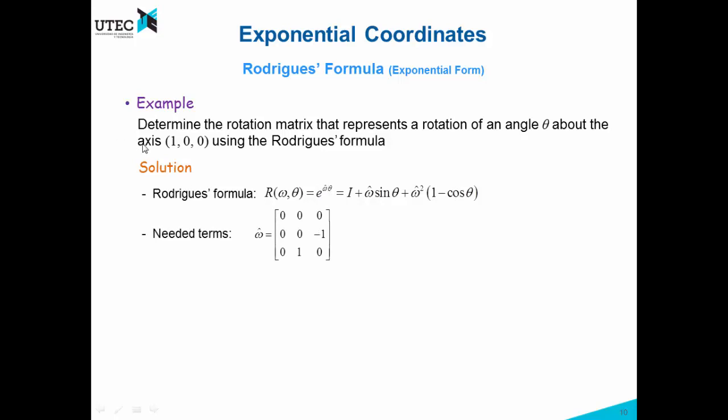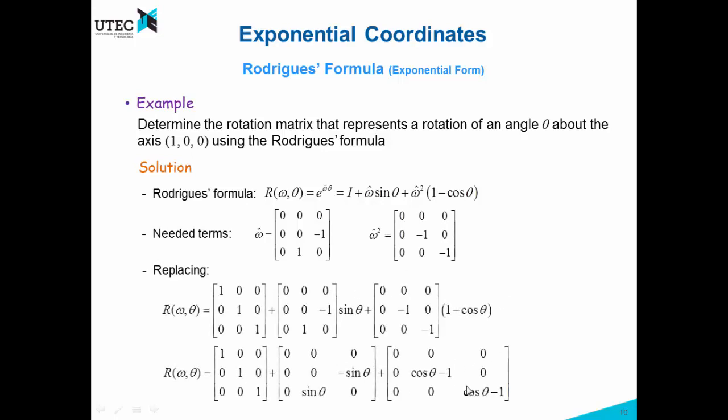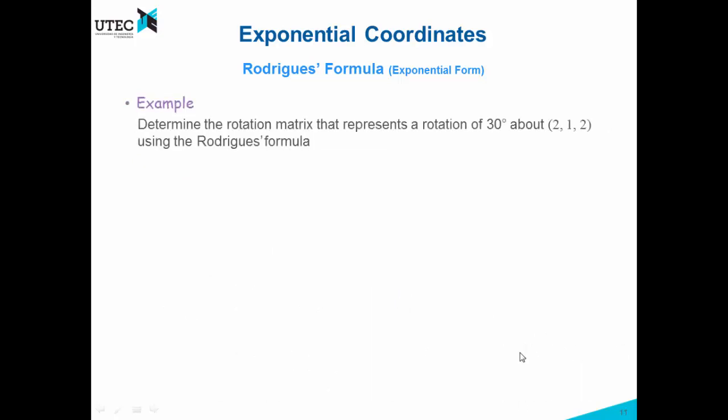If we want this axis, so x will be here, and then we will have this omega hat, and we just replace the terms, and at the end we get this. And you see that this is the rotation about x. So this is another way to derive the rotation about x.